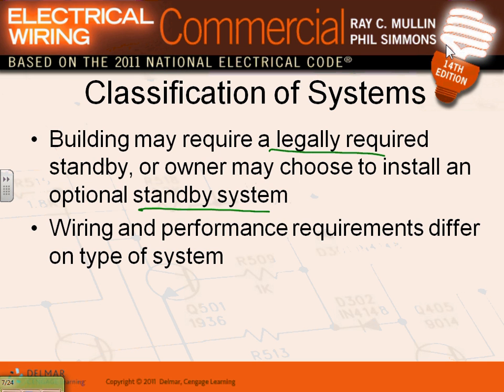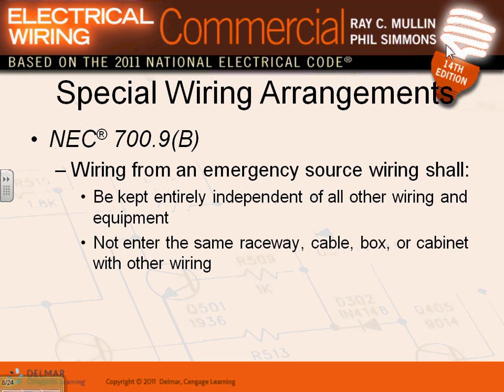Wiring and performance require different types. We'll talk about the types. Wiring for emergency systems, you guys know this one. If you go to this article, it tells you that if you're wiring an emergency system, you must keep all the branch circuits and the feeders and the switches and everything completely separated from any other system. Completely separated. Can I use a conduit that has an emergency circuit and a normal circuit in the same conduit? No. So that's where it tells you independent of all other wiring systems, not to enter the same raceway, boxes, or cabinets, so a completely independent system if you have an emergency system.